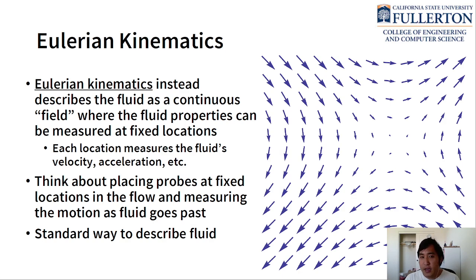Instead of tracking individual particles, we look at the fluid as a continuous medium or continuous field where you can measure fluid properties at fixed locations. The way I like to think about this is placing probes at fixed locations within the fluid and then measuring the velocity and the acceleration of the fluid as it goes past that probe. In fact, because fluid is such a fluid medium, pun intended, the Eulerian description is the standard way that we describe fluid flow. A lot of the equations that we learn in fluid mechanics are based on the Eulerian description.